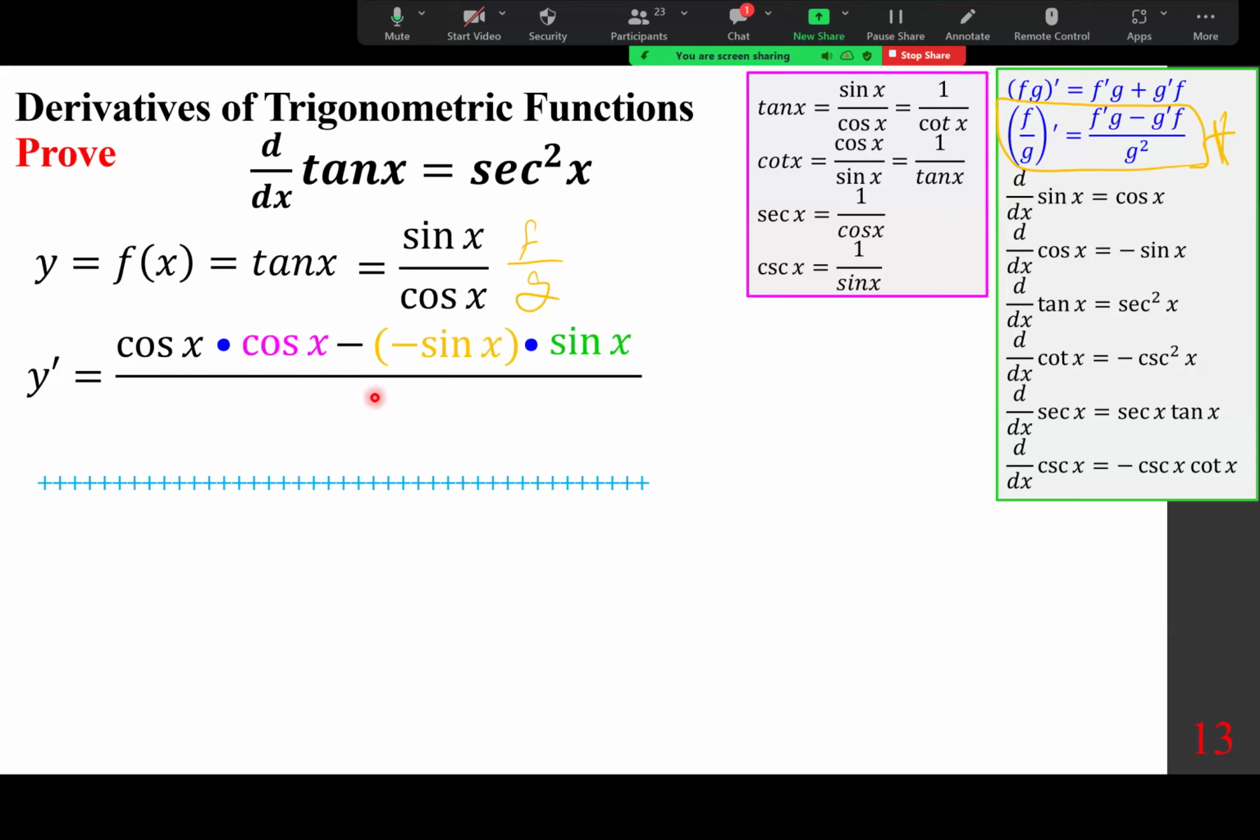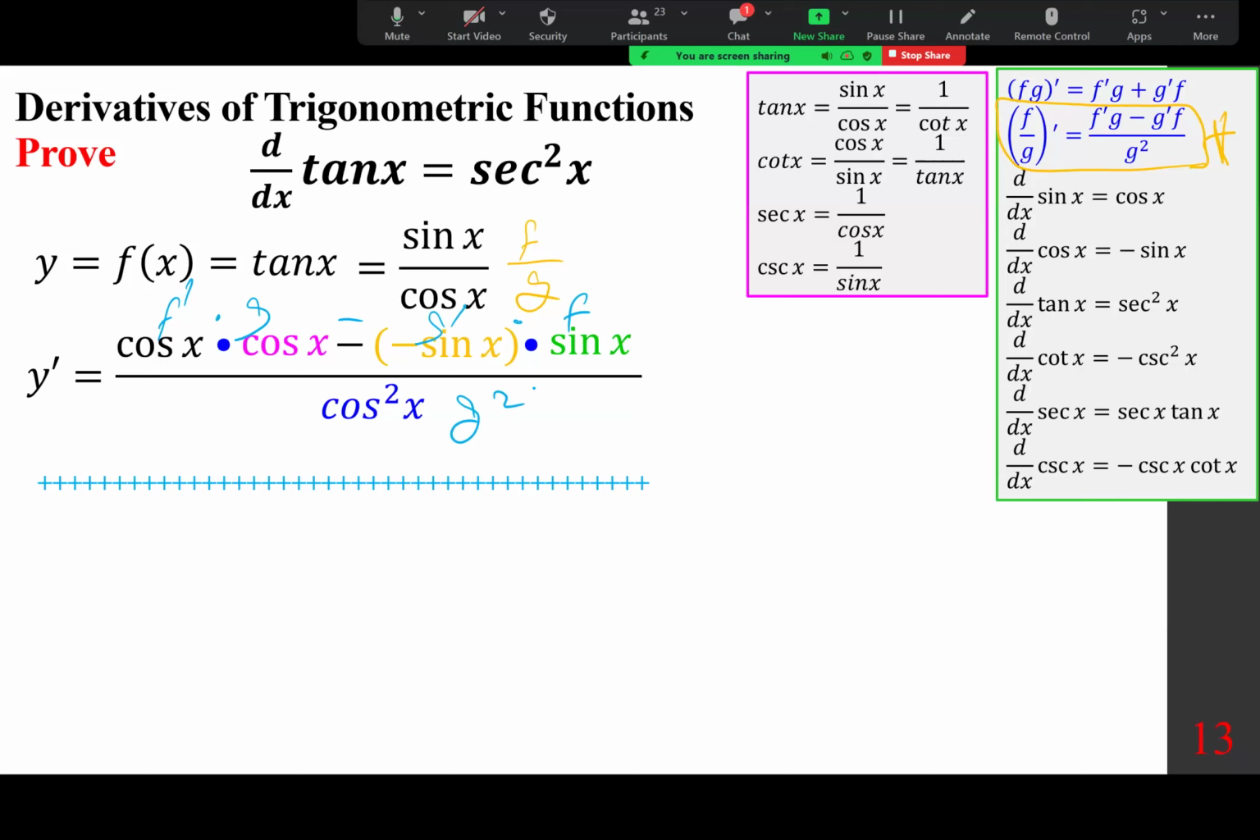Then you just put the bottom and square it. That's g squared. So cosine squared x, and done. With calculus, we are going to finish the job using trigonometric identities. So just to give you an idea, what we are looking at is f prime g minus g prime f over g squared.